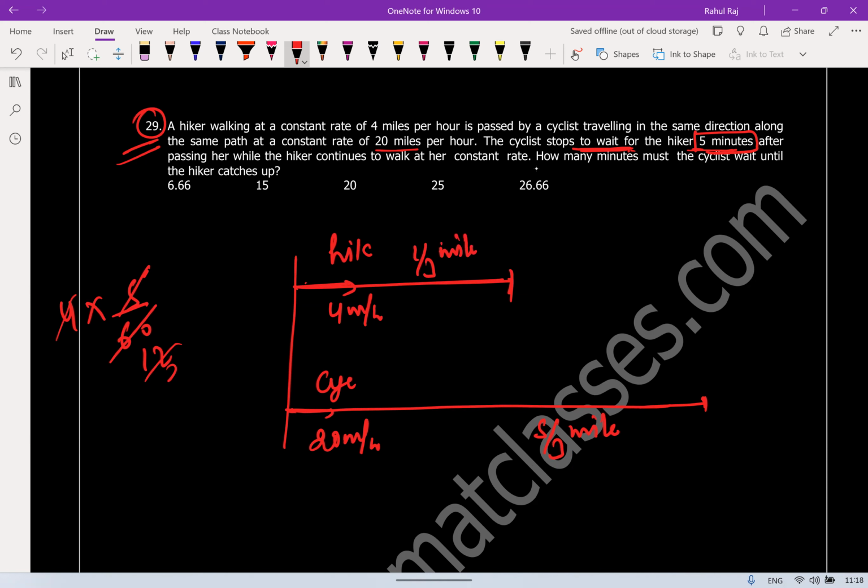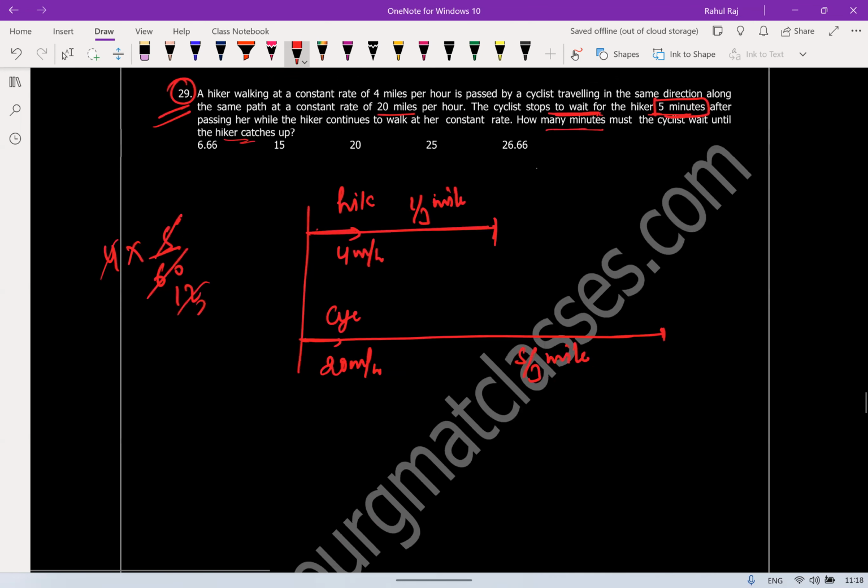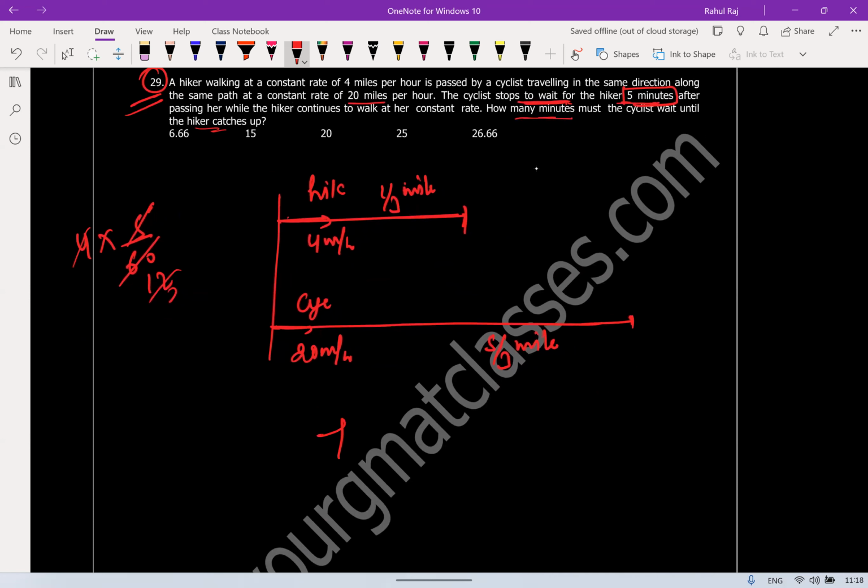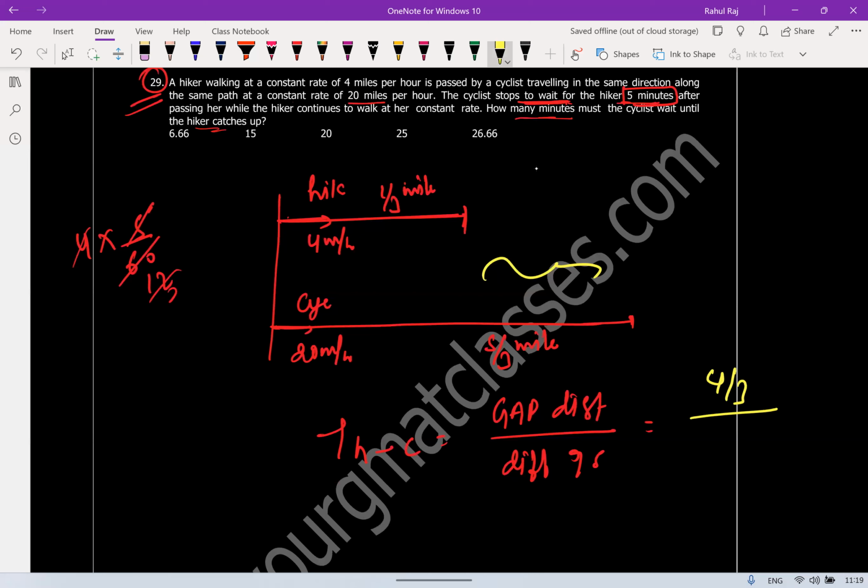Now they are asking you, how many minutes must the cyclist wait until he catches up with the hiker? So the time taken by the hiker to reach the cyclist is gap distance by difference of speed. So what is the gap distance? This is the gap distance: 5 by 3 minus 1 by 3. That is 4 by 3. What is the difference of speed?